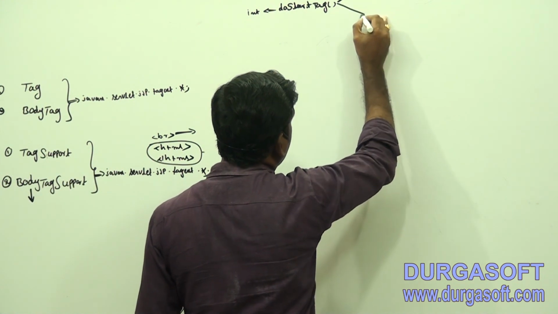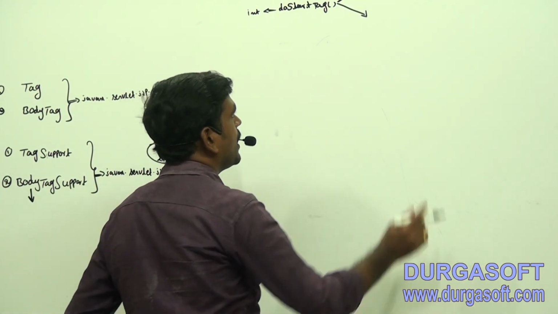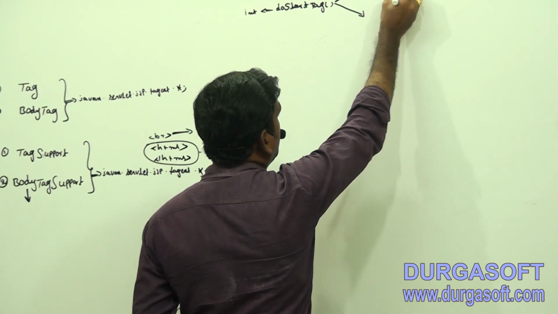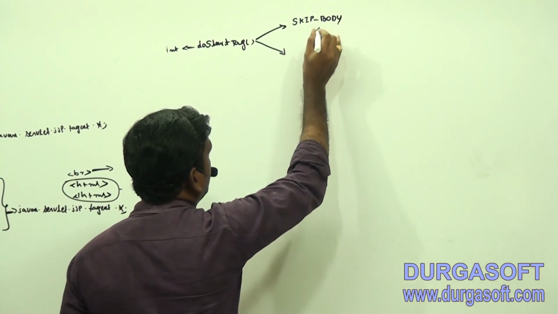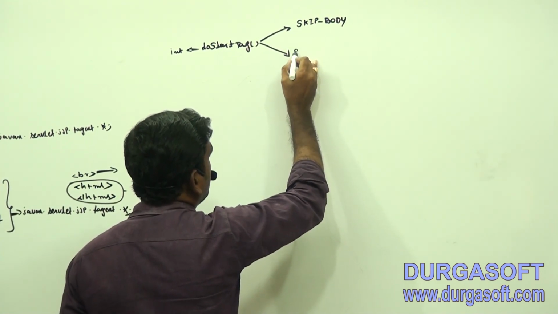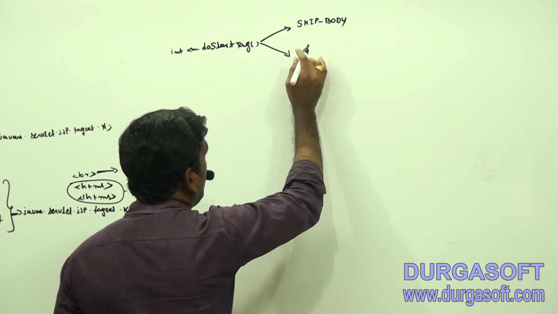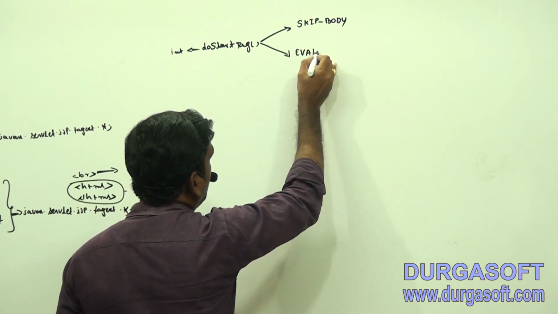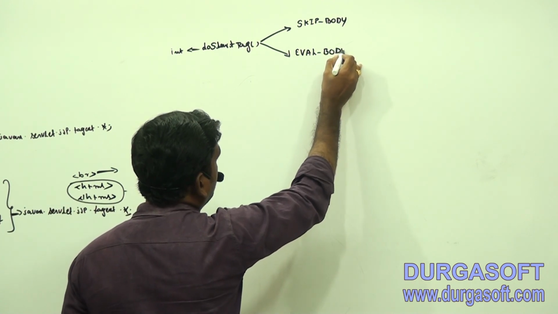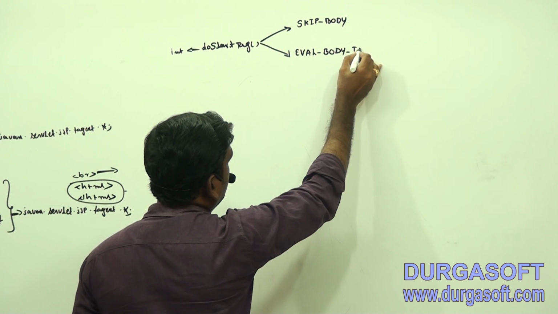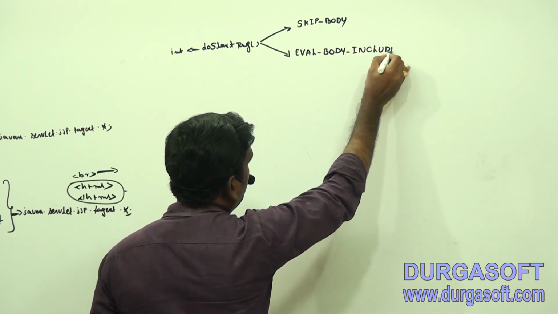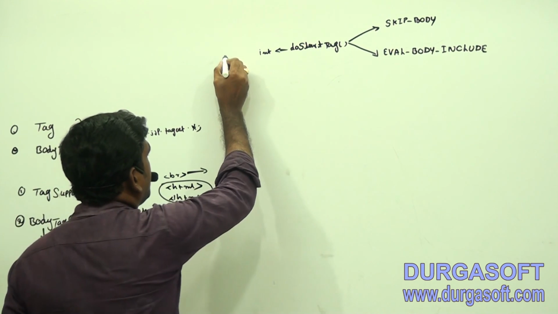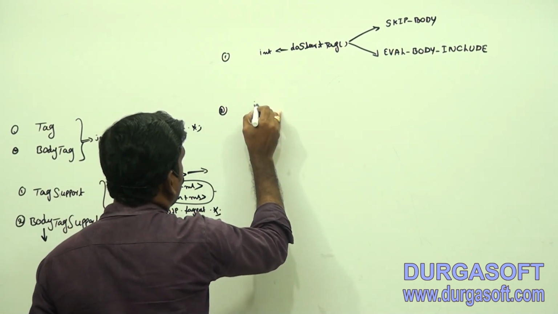So here there are two predefined values. Number one is SKIP_BODY, all capital letters. Number two is EVAL_BODY_INCLUDE.